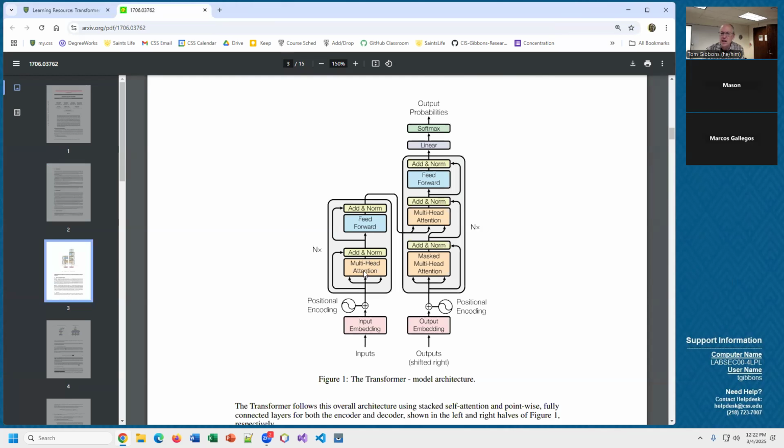Each encoder has a multi-head attention here. We have a residue connection over here, some normalization here. We have a feed forward network, another residue connection here. And again, these are stacked N times. And then that creates some sort of feature space, and that stuff is mapped over here.